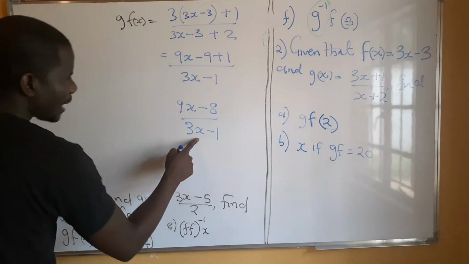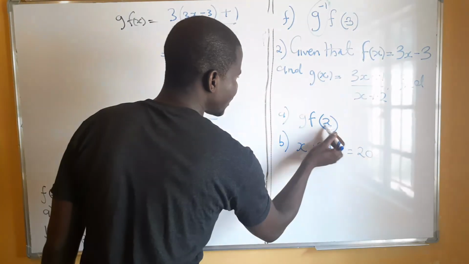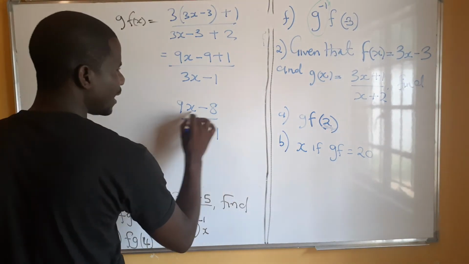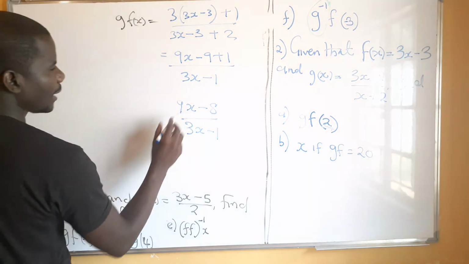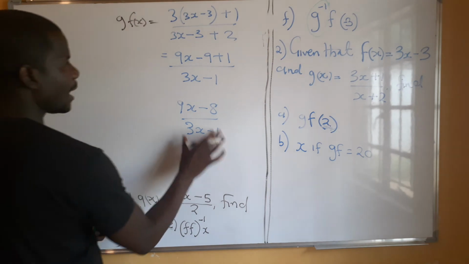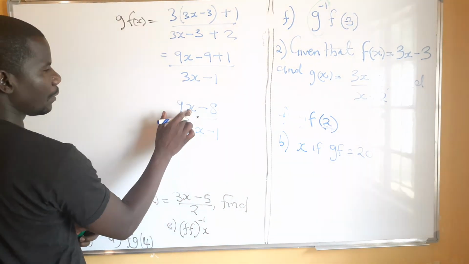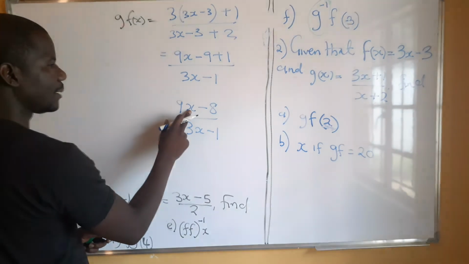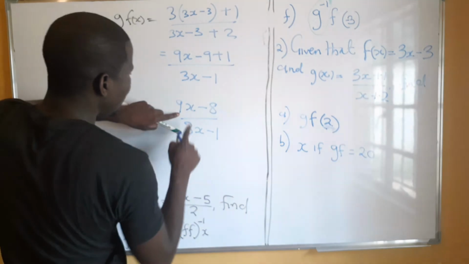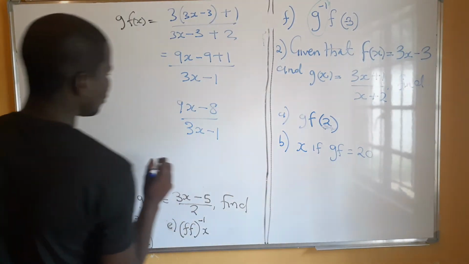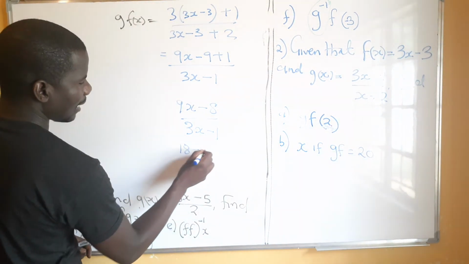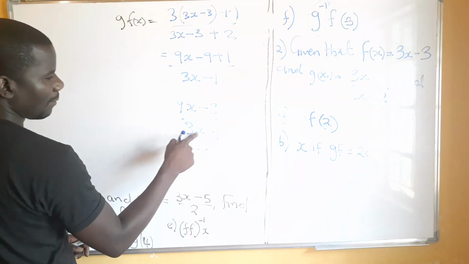Then it is at this point now that we are going to replace x with the 2. Okay? So where there is x, we put 2 now. So this is going to be what? In this one. Take note of that. After we have found this one, now we need to replace. Where there is x, we put what? 2. So what is it going to be? This is going to be 9 multiplied by 2. What am I going to have? I'm going to have 18 minus 8 over 3 multiplied by 2.